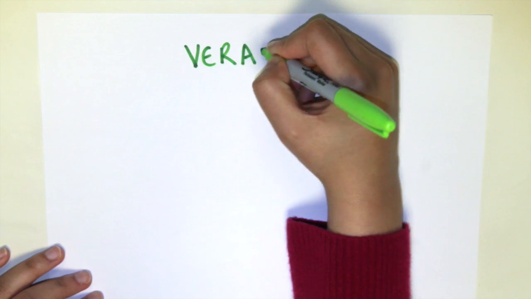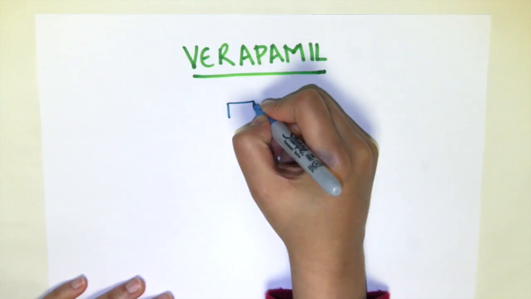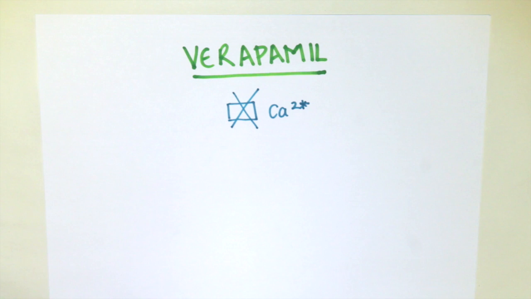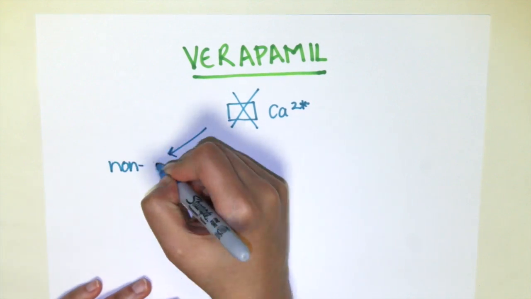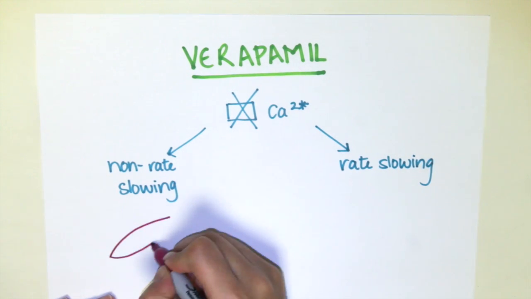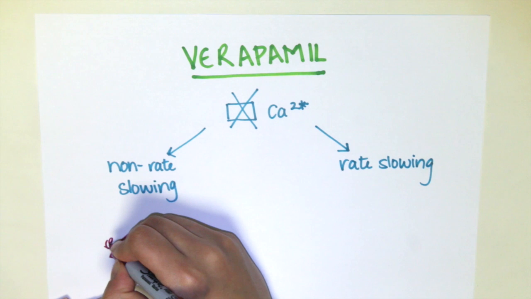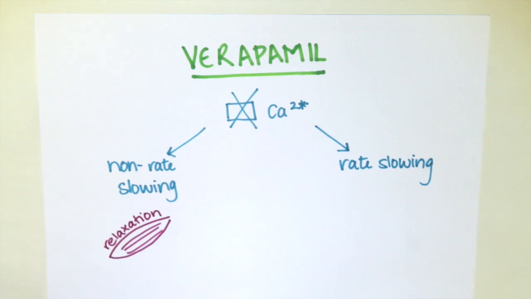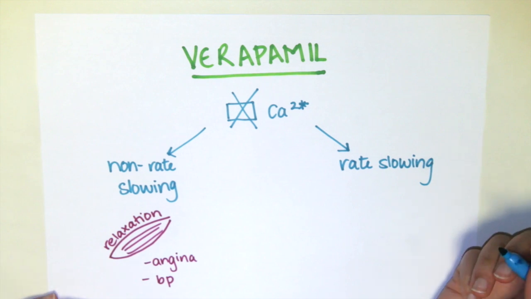Our next antiarrhythmic is called verapamil, which is a calcium channel blocker. There are 2 main types of calcium channel blockers, non-rate slowing and rate slowing. Non-rate slowing blockers cause relaxation of the smooth muscle in the heart and are mostly used for angina and blood pressure, so we won't go into much detail about these.